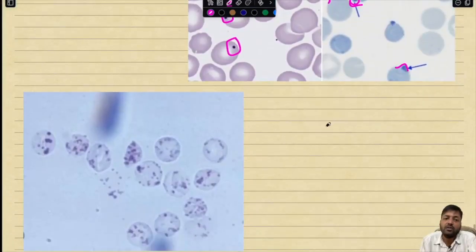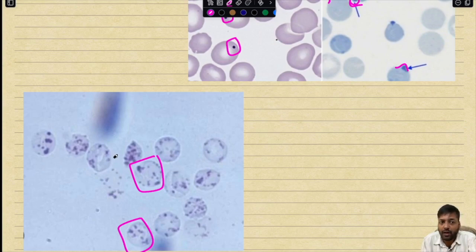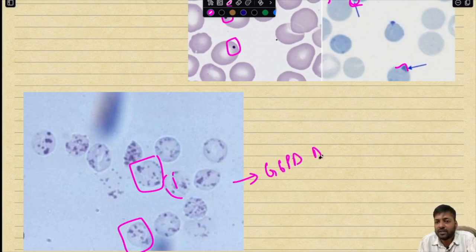In some conditions, you can see multiple such Heinz bodies inside the RBCs over here. As you can appreciate, some of them are also protruding out. They are the half ghost cells, as you can appreciate, which is characteristic of G6PD deficiency. So this is the condition of G6PD deficiency, as we can appreciate over here.